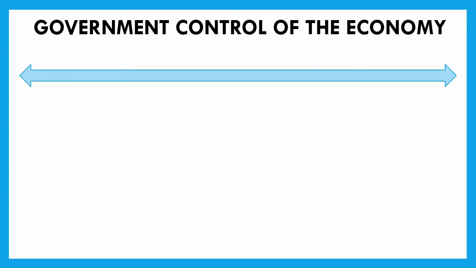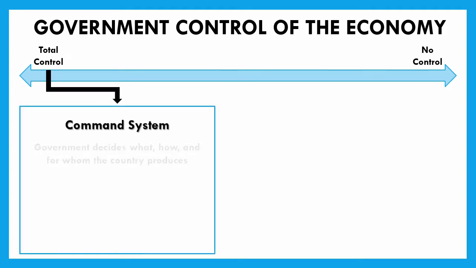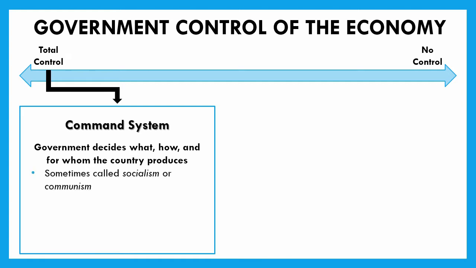So if we have this line here, this spectrum, we'll say here on the left side we have total government control within the economy. On the right side we have no government control within the economy. Now, total government control, we refer to that as a command economy. A command economy is whenever the government decides what is produced, how it's produced, and for whom it's produced. So those three questions, the government is the one making those decisions.